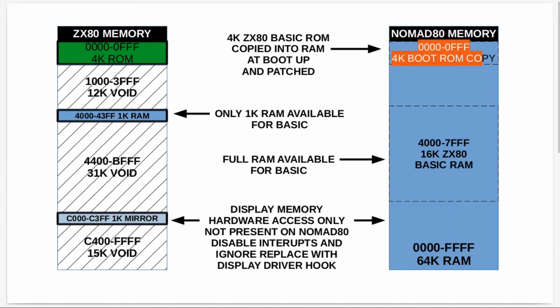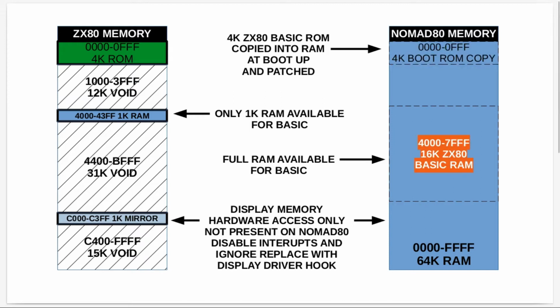The first thing my software needs to do is copy the ZX80 ROM into the top of my RAM, because all the addresses in the ZX80 ROM are referenced from address 0, so it needs to run from the top of memory. In the middle of memory, because I've got a full 64K, the ZX80 when it boots up will find the full 16K that it can use for BASIC RAM, and it will allocate it when it starts up, so I won't have to worry about that.